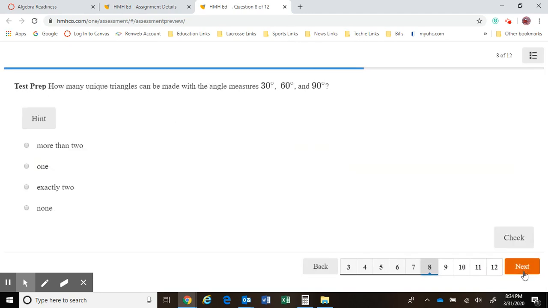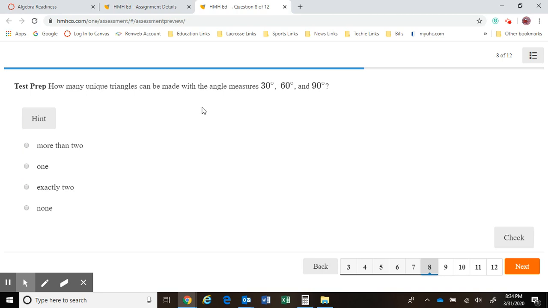Let's go on to question 8. Now question 8, these are going to be just some previous review. How many different triangles can be made with the angles 30, 60, and 90? So how many different types can I make? Different ways I can draw them.